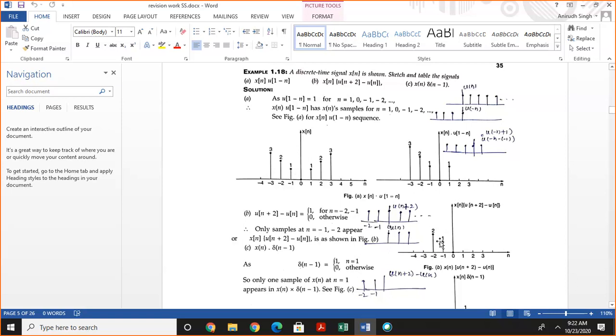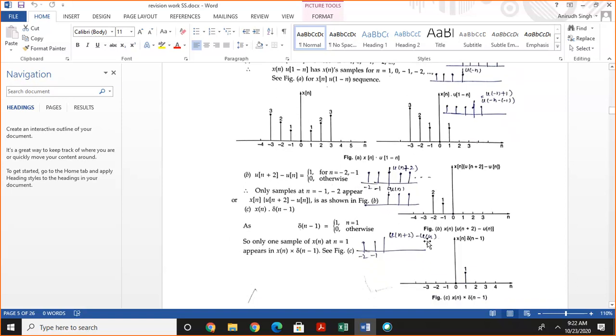It means that we get only these two samples, at minus 1 and at minus 2. So when we multiply this signal with this, we get only the 2 and 1 samples. We get these two samples in the resultant sequence.